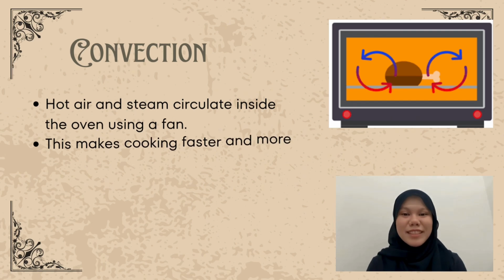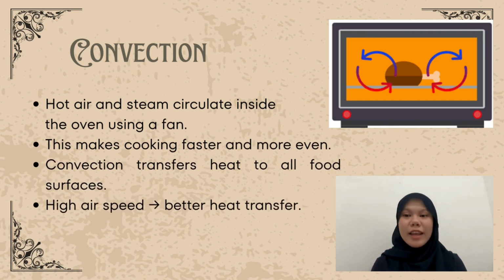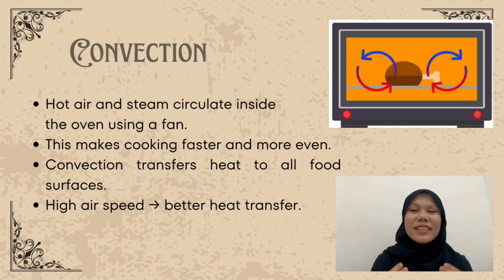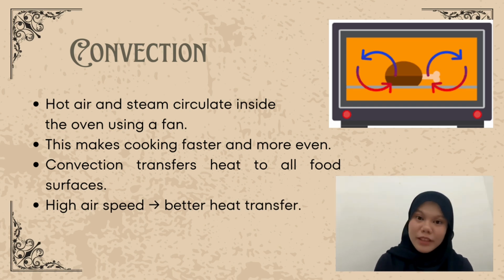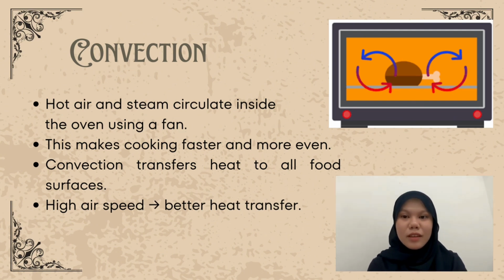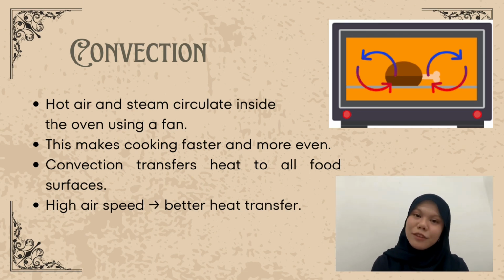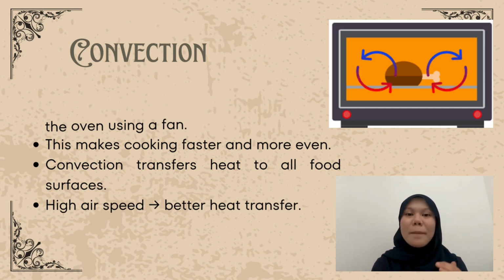The next one is convection. Convection happens when hot air or steam moves around inside the oven. In a Combi steamer oven, there is a fan that helps circulate the hot air and steam evenly. Because of this, the cooking becomes faster and more even compared to a normal oven. Convection helps transfer heat to all sides of the food, not just the bottom. When the air speed is higher, the heat transfer becomes more even.